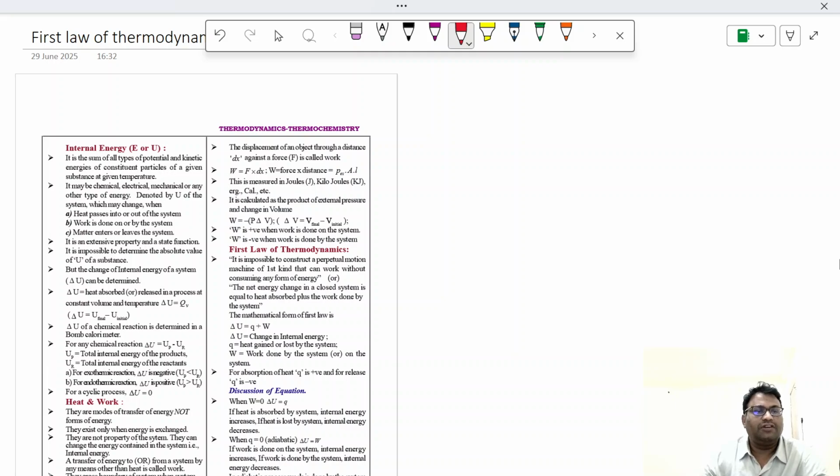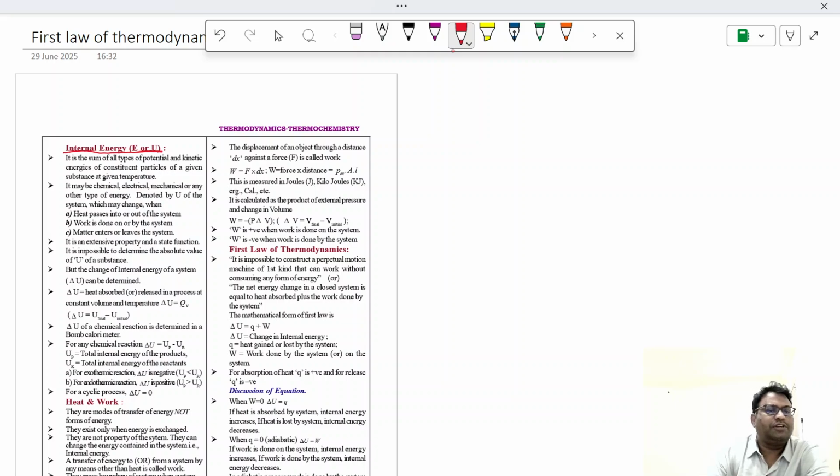In this session, we are going to learn about thermodynamics and the first law of thermodynamics. Before learning the first law of thermodynamics, first of all, we have to learn what is meant by internal energy. Internal energy of a system. So what is meant by internal energy?